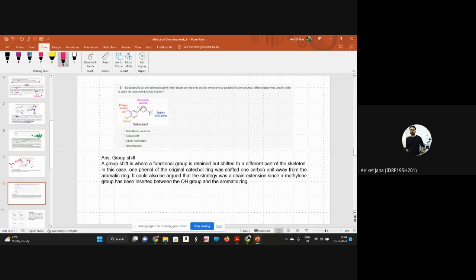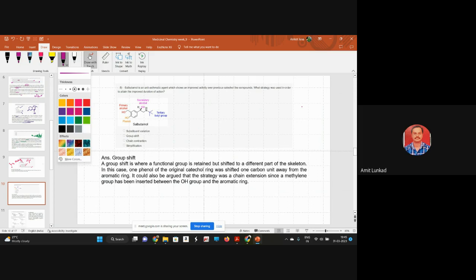Okay. Then the next question: salbutamol is an anti-asthmatic agent which shows improved activity over previous catechol-like compounds. What strategy was used in order to obtain the improved duration of action? So previously, can you tell me what is the common structure of catechol, what is the main functional group of catechol? Catechol means there are two hydroxyl groups attached to a benzene ring which are ortho to each other. Yes, very good.